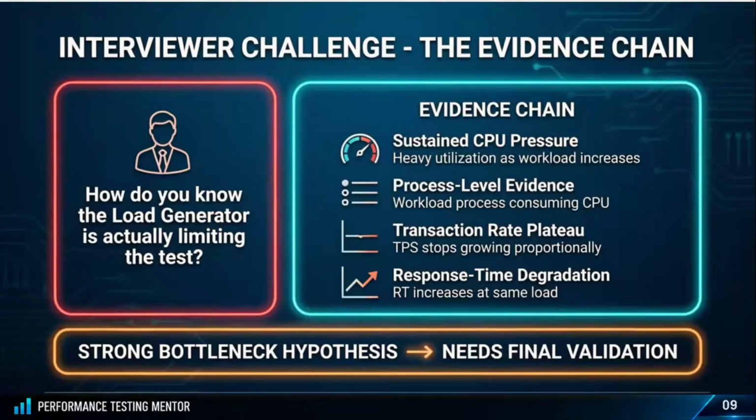Now let's imagine the interviewer challenges you. How do you know the load generator is actually limiting the test? This is where I would explain my evidence chain. First, sustained CPU pressure. The CPU is not just experiencing a momentary spike, it's heavily utilized as the workload increases. Second, process level evidence. The workload generation related process is responsible for a significant portion of that CPU consumption. Third, transaction rate plateau. The workload increases, but transaction production no longer increases proportionally. Fourth, response time degradation. At approximately the same load level, response time begins increasing.